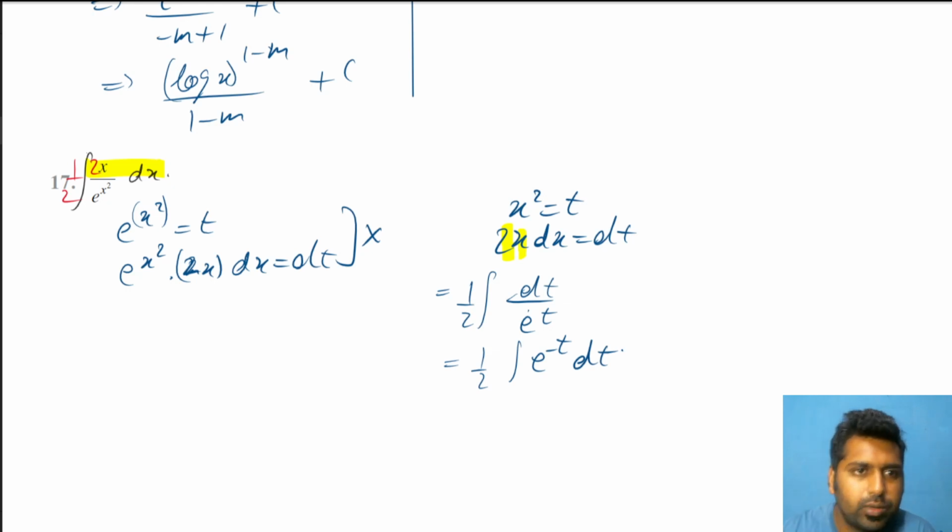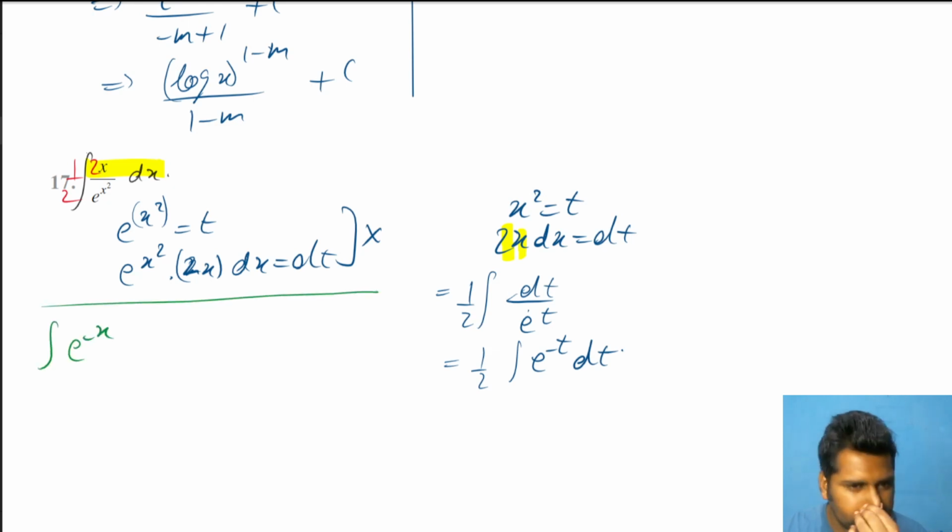So the whole question is how to integrate e raised to power minus x. It's not tough. It's just that you have to relate it. What is the idea? This is nothing but ax plus b format. The integration of e raised to power minus x is e raised to power minus x only. It's just the coefficient of x.